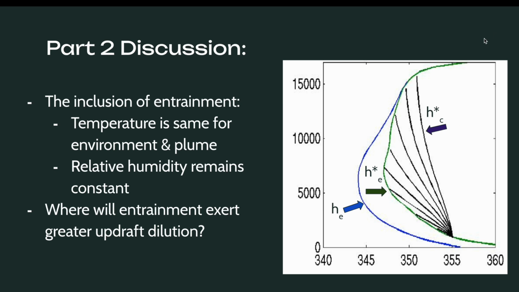Same idea as before, where we have MSE on the x-axis and height on the y-axis. Blue is environmental MSE, green is saturated environmental MSE, but now when we're considering entrainment, we're looking at these black lines, which are the saturated MSE of our plumes when you include entrainment. These different black lines represent different rates of entrainment, where on this side you're seeing smaller entrainment rates, and entrainment rates increase as you continue down these lines.